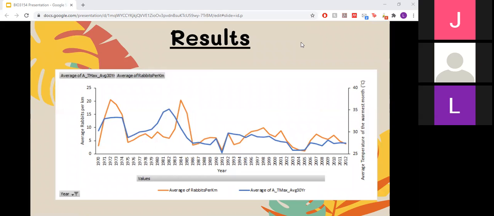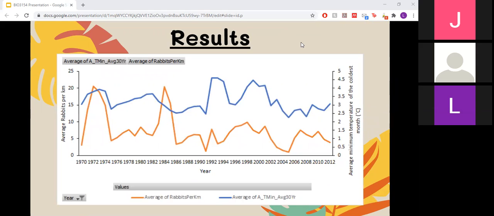And this graph shows the average temperature of the warmest months with rabbit abundance. And here rabbit abundance seems to follow the trend of warmest months, especially when the temperatures are cooler than expected, where we see a dip in rabbit abundance with the decrease in temperature, such as in 1991 and 2003 to 2005. However, the increase in temperature from 1981 to 1983 seems to result in a reduction of rabbit abundance.